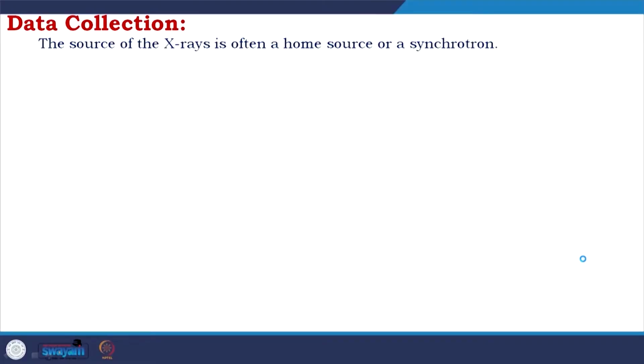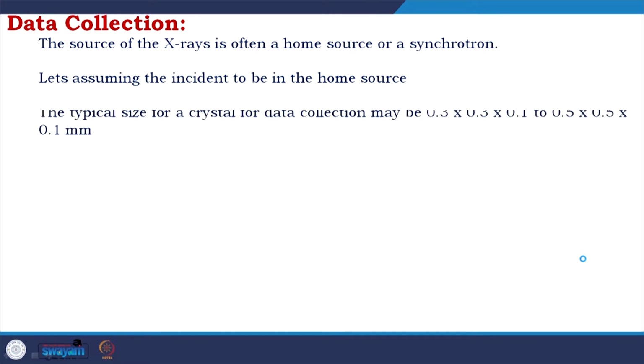Coming to data collection, the source of X-rays is often a home source or synchrotron, which I talked about. For our consideration for further processing, let us assume that we are collecting data in a home source. The typical size of a crystal for data collection may be 0.3 by 0.3 by 0.1 to 0.5 by 0.5 by 0.1 millimeter.